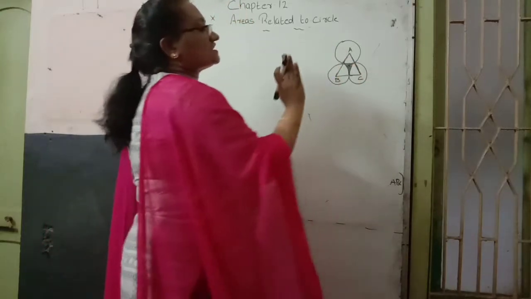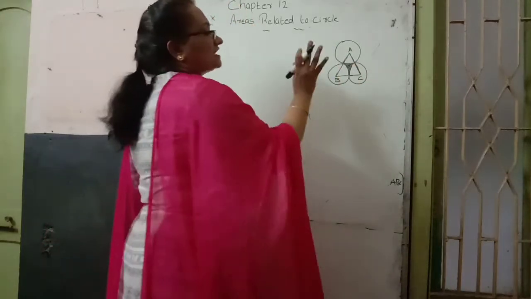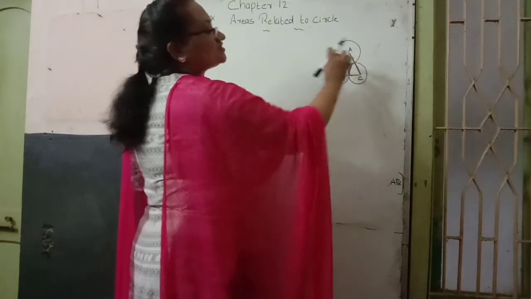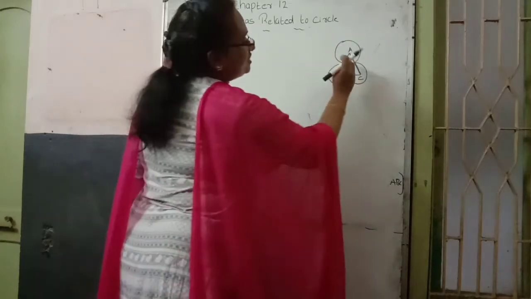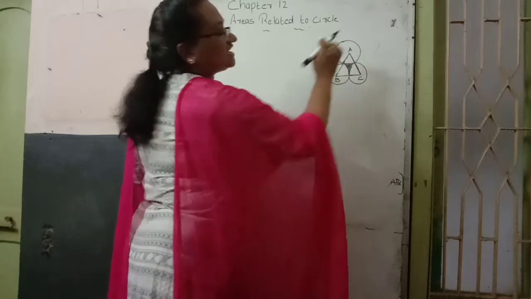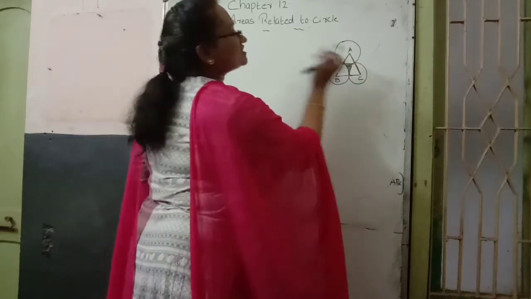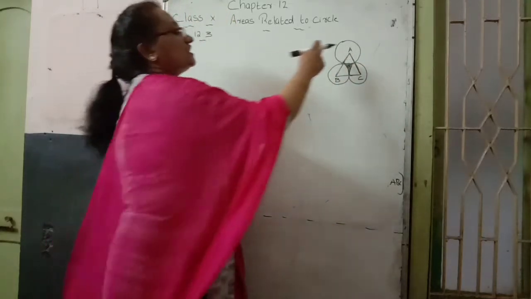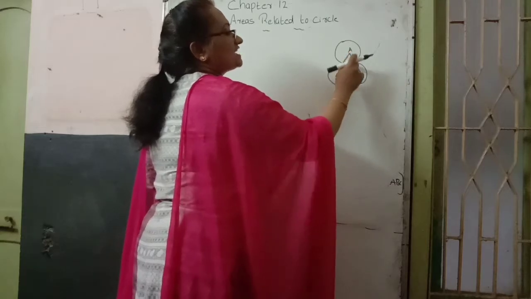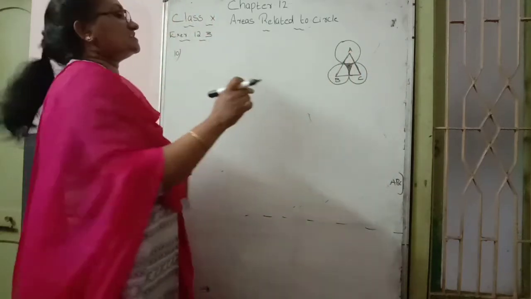Just imagine this is a cake piece. If we remove the chocolate sector parts from the triangular part, we get this part. In the same way, the area of the equilateral triangle is subtracted by the area of the 3 sectors.